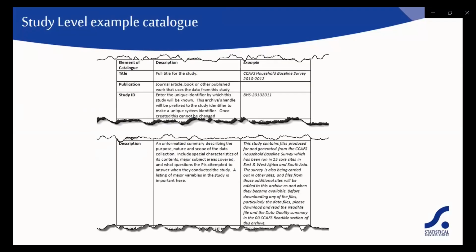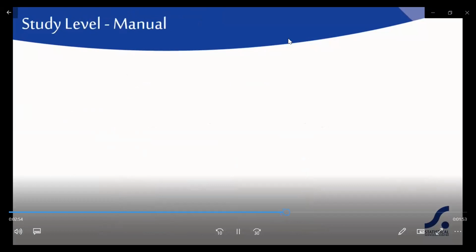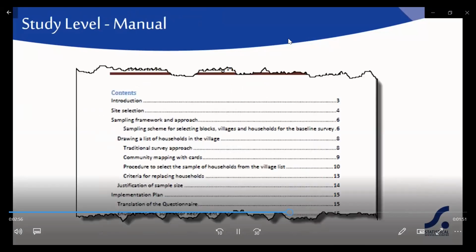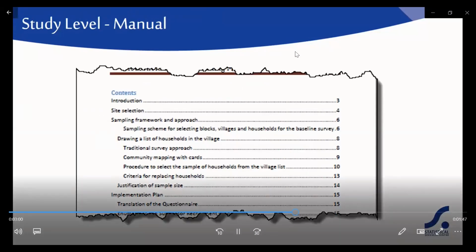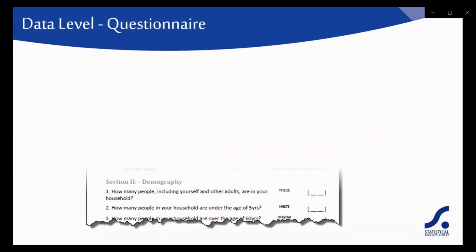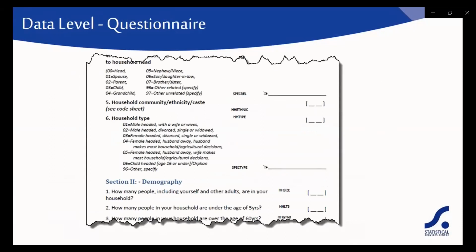Here we can see part of the study catalogue for the CCAF's Household Baseline Survey. This includes a brief description of the study. Also included would be a reference to other documentation, in this case the training manual. The training manual for the Household Baseline Survey includes a full description of the study, how sites were selected, the sampling methods used, the implementation plan, plus details of the sections of the questionnaire and why each section has been included. In the questionnaire used for the survey, we have included variable names.